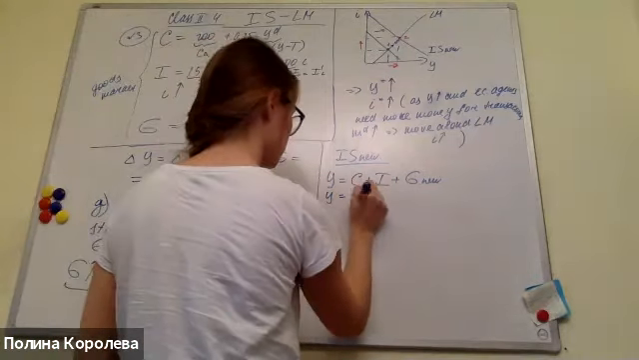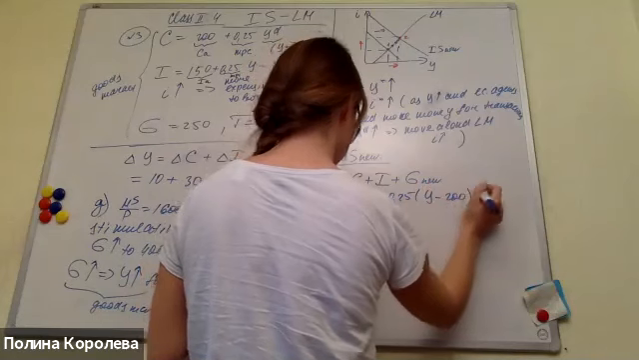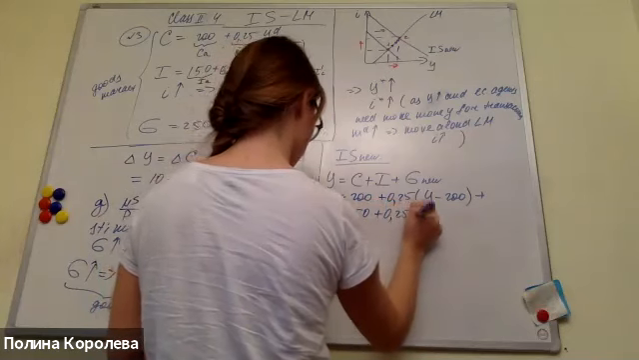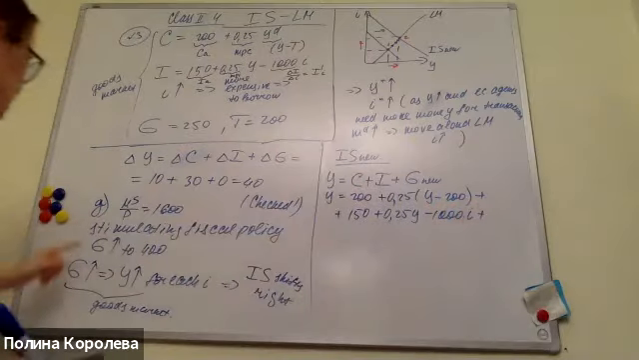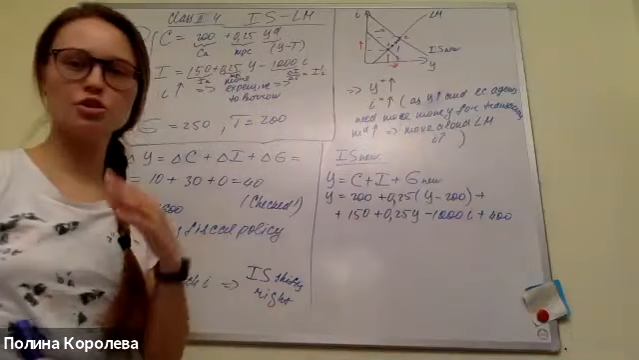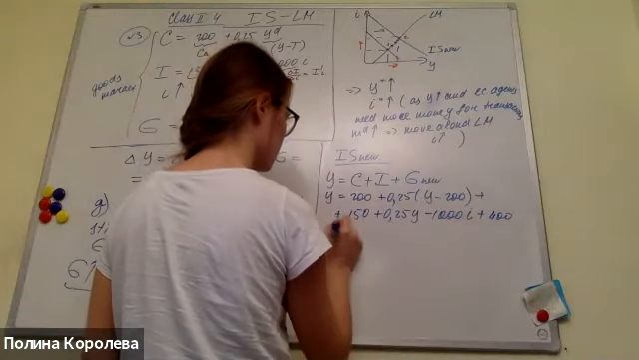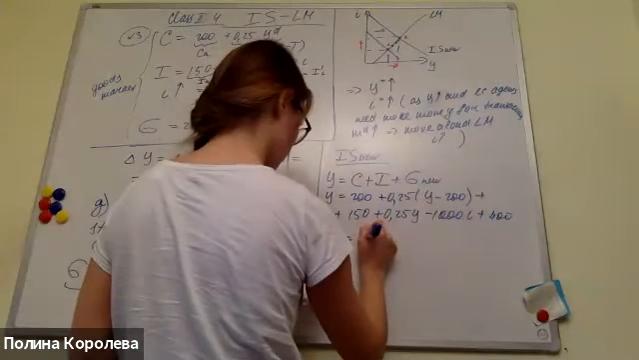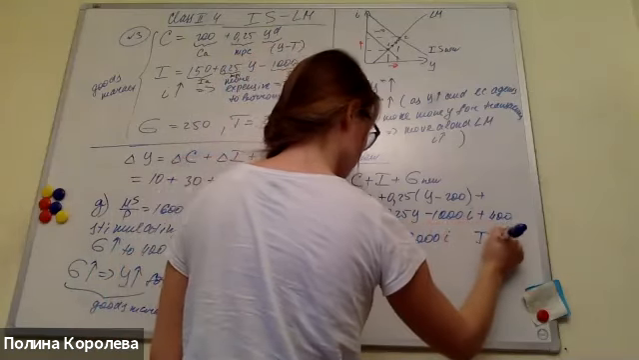GDP equals 200, consumption plus 0.25 y minus 200, disposable income plus investment 150 plus 0.25 y minus 1000 y plus new government spendings 400. And you see we have only a change in the constant, so it will be a parallel shift. So from here we will find the formula for the new IS. Let me write it down: 1400 minus 2000 i. This is the new IS.